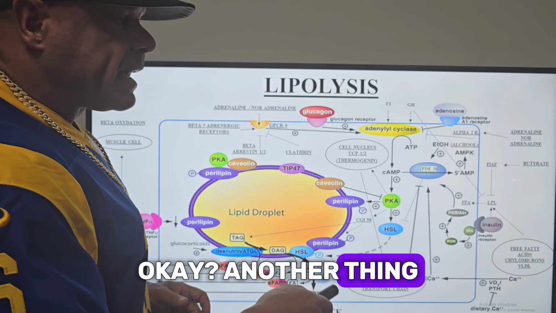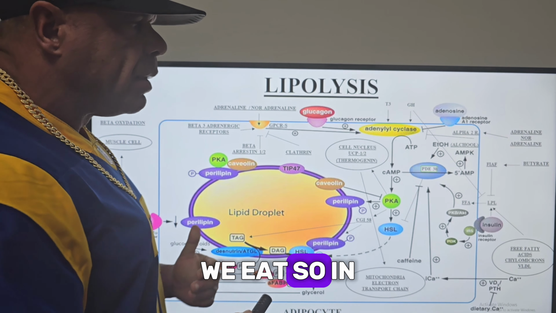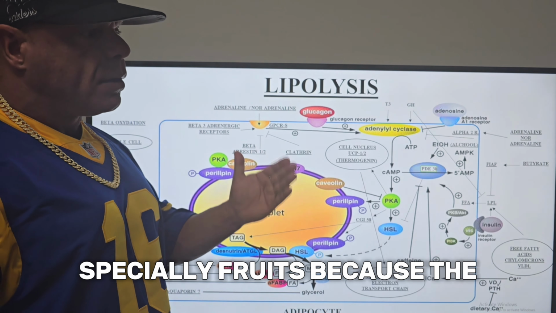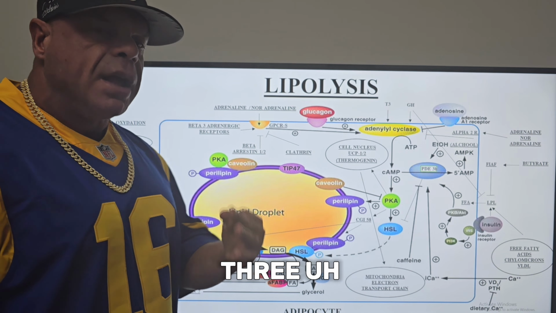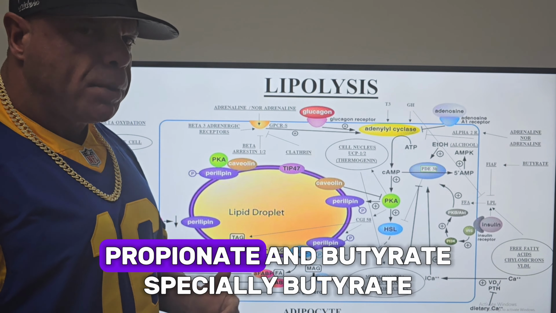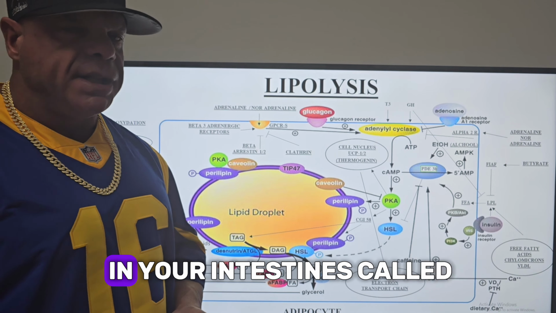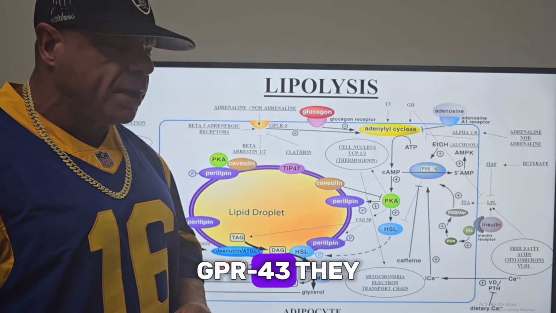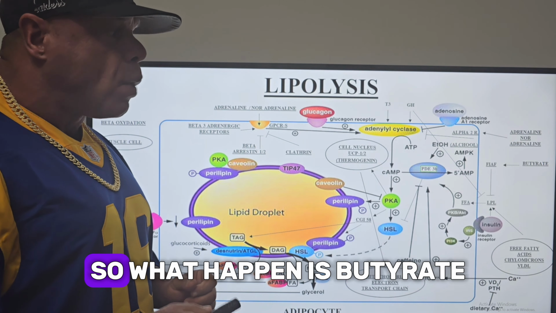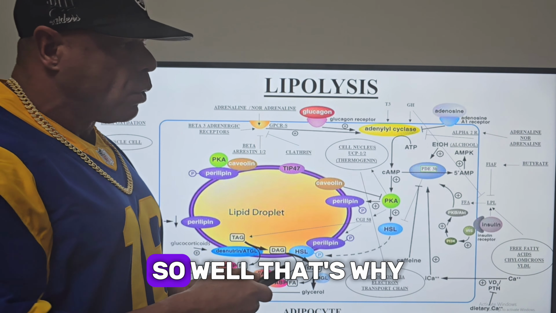Okay. Another thing that happens is this butyrate, which comes from the fiber that we eat. That's why in my programs I put lots of fiber, especially fruits, because the fiber is not digested. So it's converted into three types of fatty acids called acetate, propionate, and butyrate. Especially the butyrate activates two receptors in your intestine called GPCR41 and GPCR43. They activate GLP-1 and neuropeptide Y. So what butyrate does is increase the satiation. So that's why you eat fiber.